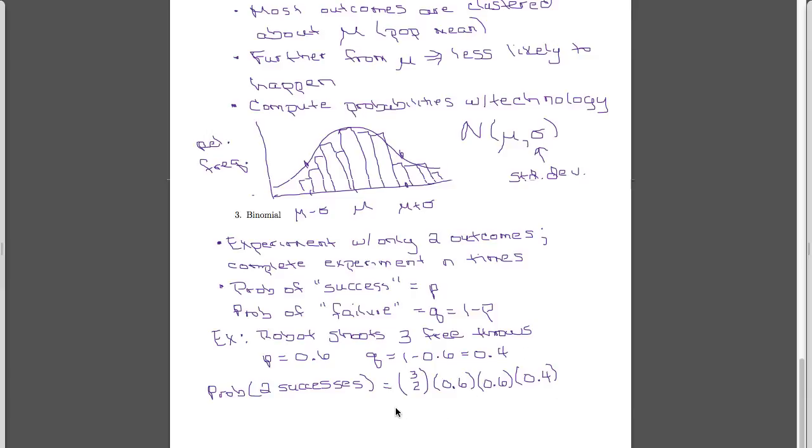And 3 choose 2 gives us the number of ways to choose 2 of the 3 shots to be successful. That's 3 factorial over 2 factorial times (3 minus 2) factorial, which in this case is just 3, and it's the 3 ways that I named off a minute ago. So once we do this multiplication, we'll have the probability that this robot successfully makes 2 of the free throws.